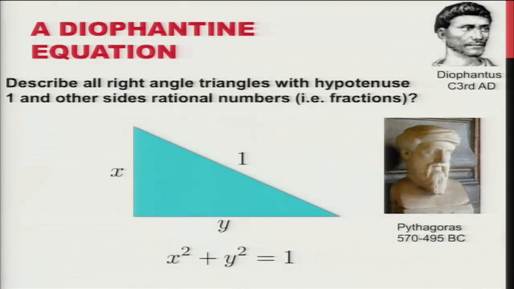So here is a typical example. Describe all right-angled triangles with hypotenuse 1 and the other 2 sides rational numbers. So by Pythagoras' theorem, what we're looking for is rational numbers x and y such that the sum of their squares is 1.